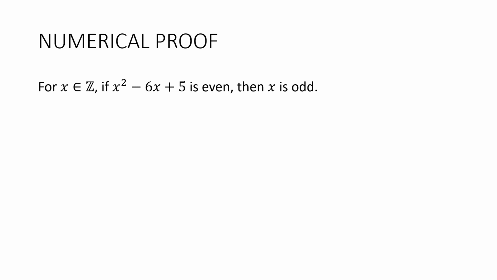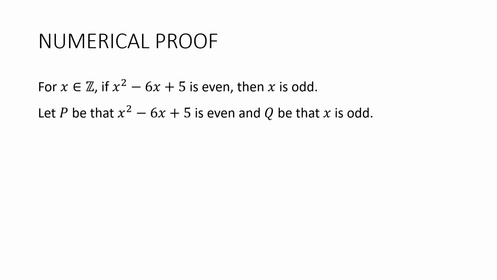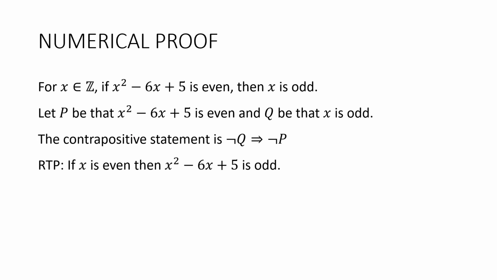Now this would be very difficult to do via direct proof. We'd have to take this expression and put it equal to 2m, where m is an integer, and then try and solve for x. We'd end up in all sorts of trouble. But by contraposition, it's actually quite easy. I'm going to start by letting P be the statement that x squared take away 6x plus 5 is even, and Q be the statement that x is odd. The contrapositive statement is not Q implies not P. Or in other words, if x is even, then x squared take away 6x plus 5 is odd.